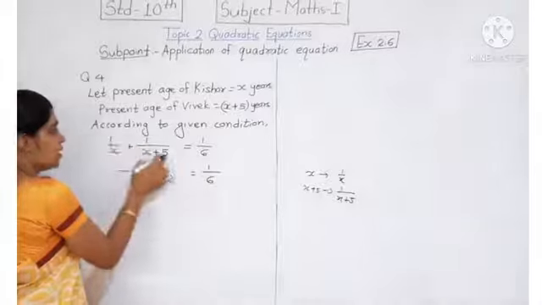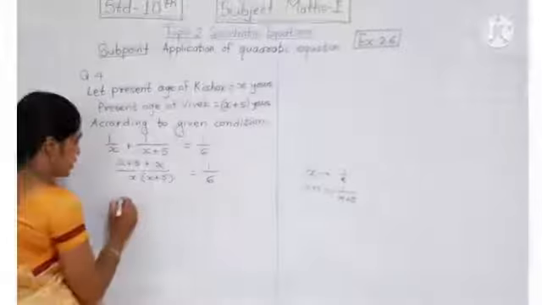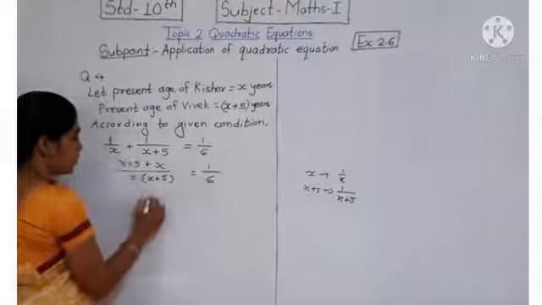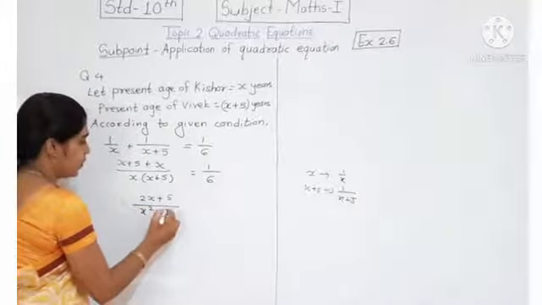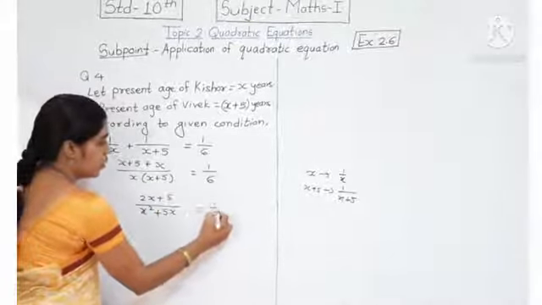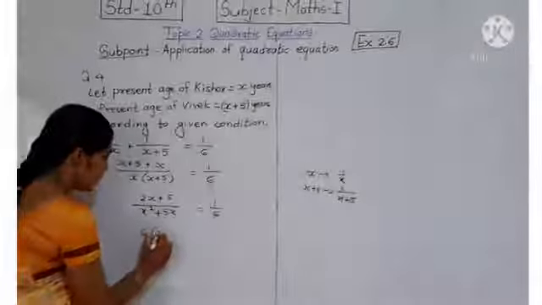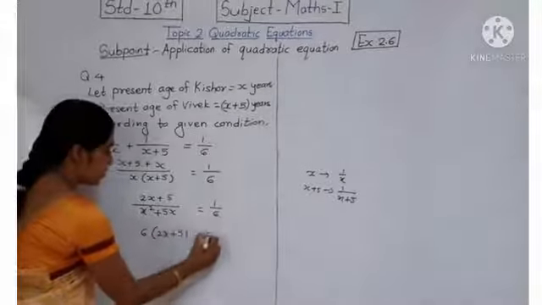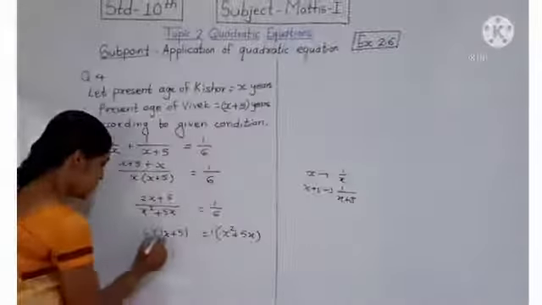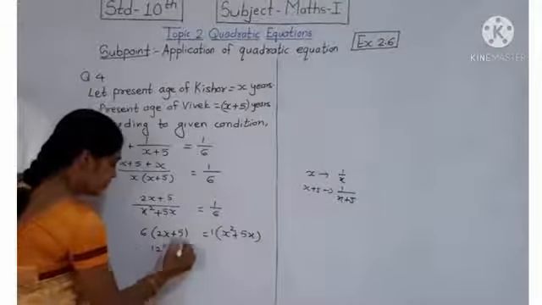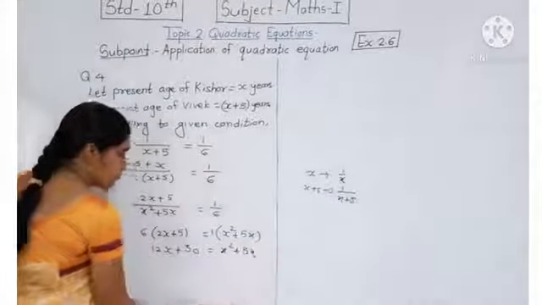Cross multiply. (x plus 5) into 1, plus x into 1. Therefore we get x plus x, 2x plus 5, upon multiplying here, x square plus 5x is equal to 1/6. Now cross multiply. 6 into bracket 2x plus 5 is equal to 1 into bracket x square plus 5x. Simplify this. 6 2s are 12x plus 6 5s are 30 is equal to x square plus 5x.